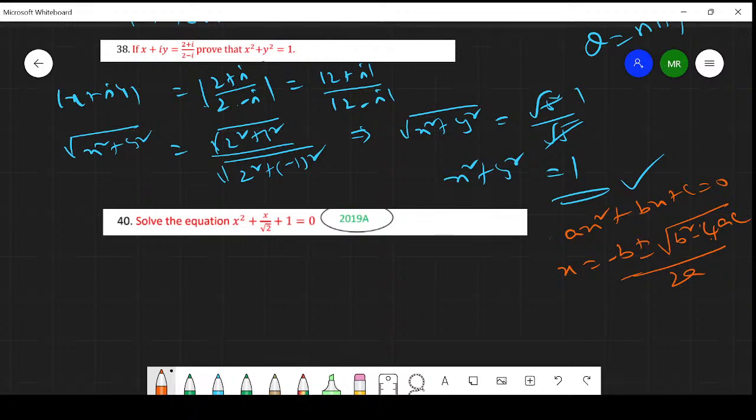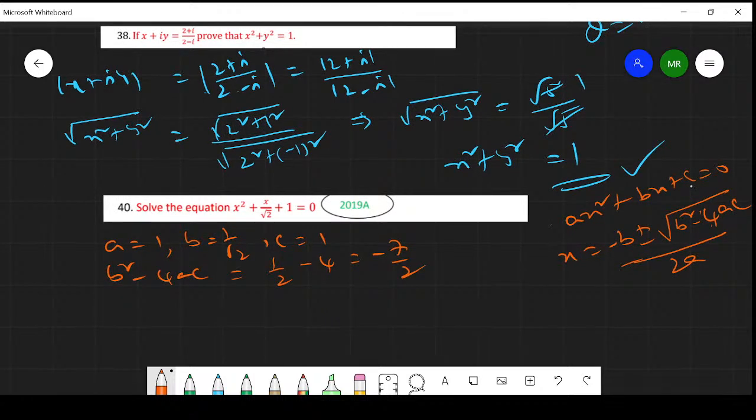Here b square minus 4ac is called the discriminant. In this equation I can write a is equal to 1, b is equal to 1 by root 2, c is equal to 1. If I take the discriminant b square minus 4ac, it will be 1 by 2 minus 4. It comes minus 1 minus 8, so minus 7 by 2, right? Take LCM, minus 7 by 2. Since root is there, I can write this as 7 by 2 i square, right?